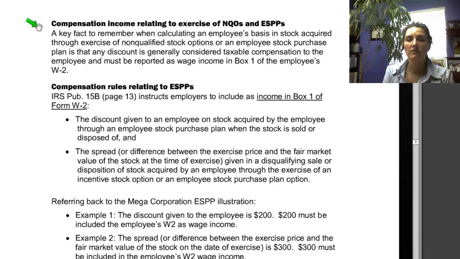But if you establish that you have an employee who did meet the holding period requirements, then you have to look at whether or not they've got a qualifying transaction. And if they do, then things work slightly differently. So let's look at compensation rules relating to ESPPs. And really these come from IRS Publication 15B, which is an employer's handbook to fringe benefits.